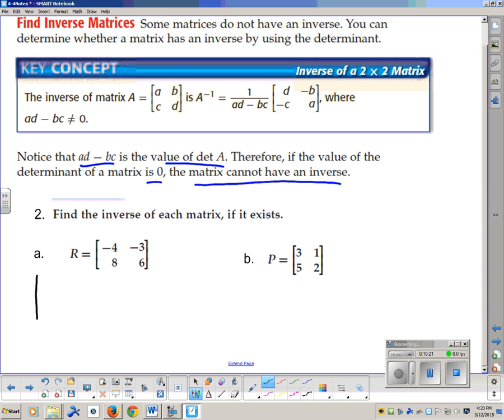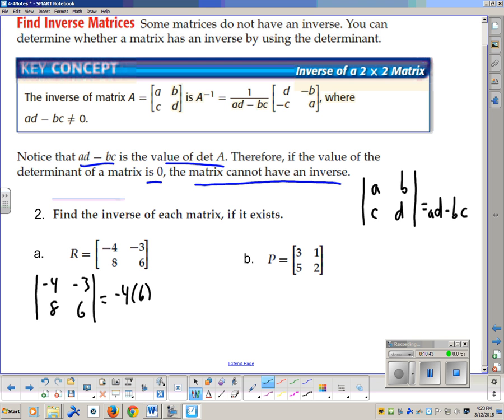If I find the determinant of R, you're going to take AD minus BC. So remember how that looks: A, B, C, D. So you're going to go AD minus BC. What does that look like here? It looks like -4 times 6 minus -3 times 8. So we end up with -24 plus 24, which is 0.